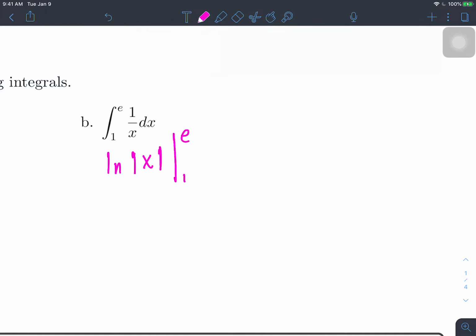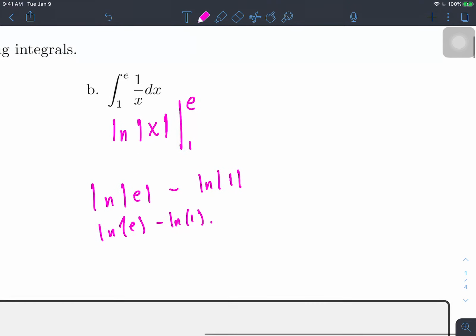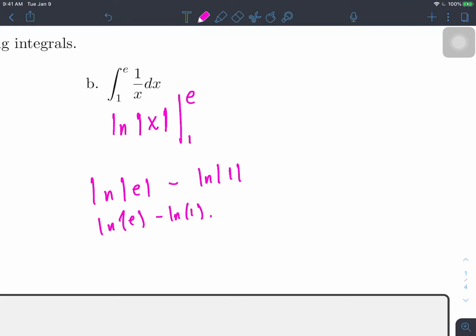And which one should I plug in first? E. Should plug in e first. So let's do ln of e, and then we will subtract ln of 1. Well, if I take the absolute value of e, I just get e, because it's a positive number. And if I do the absolute value of 1, I just get 1, so we can just write it normally. And what is the ln of e? Natural log of e. You know? 1. Yeah, just 1. And how about the natural log of 1? 0. Perfect. Thank you, Ashlyn.